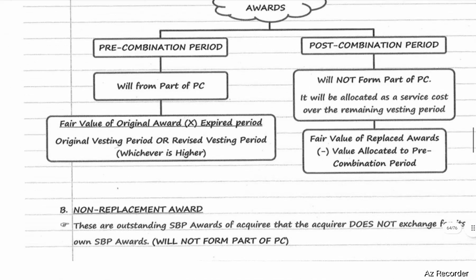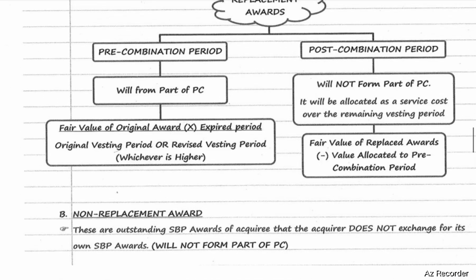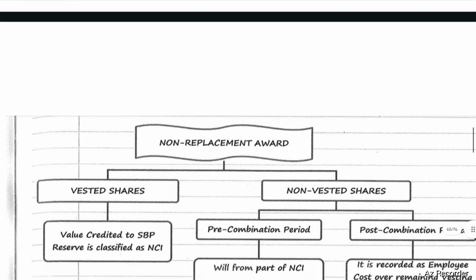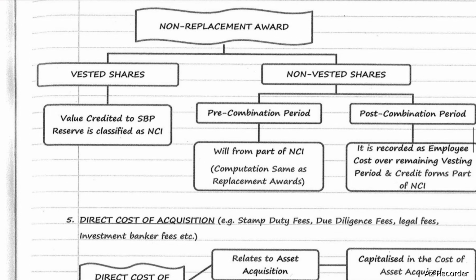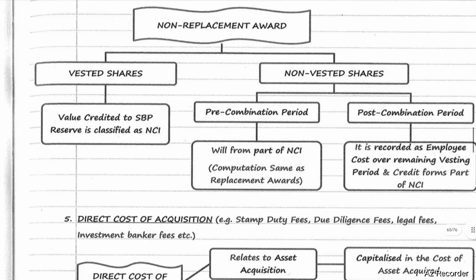Next, non-replacement award. Non-replacement awards are outstanding SBP awards of the acquiree that the acquirer does not exchange for its own SBP awards. That means non-replacement awards will not form part of purchase consideration. Non-replacement awards are of two types: vested awards and non-vested awards. In case of vested awards, the value credited to SBP reserve is classified as non-controlling interest. In case of non-vested awards, if it is pertaining to pre-combination period, it will form part of non-controlling interest.